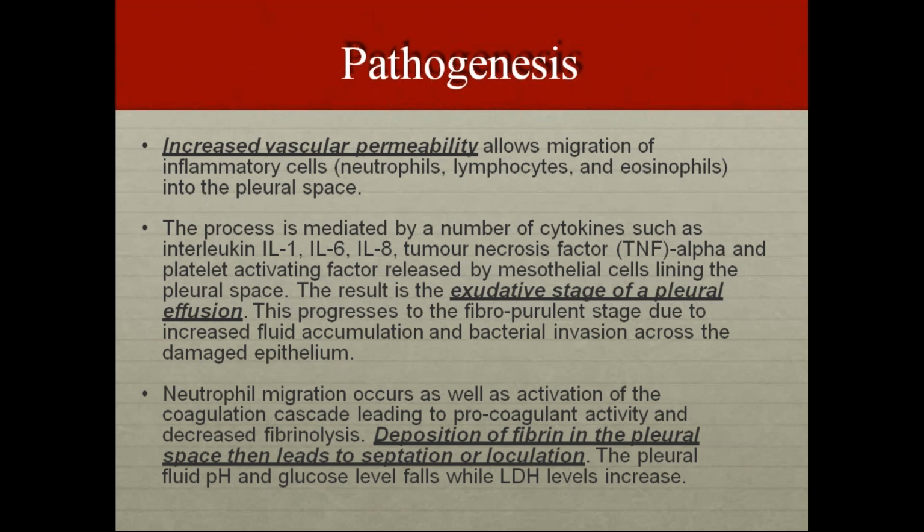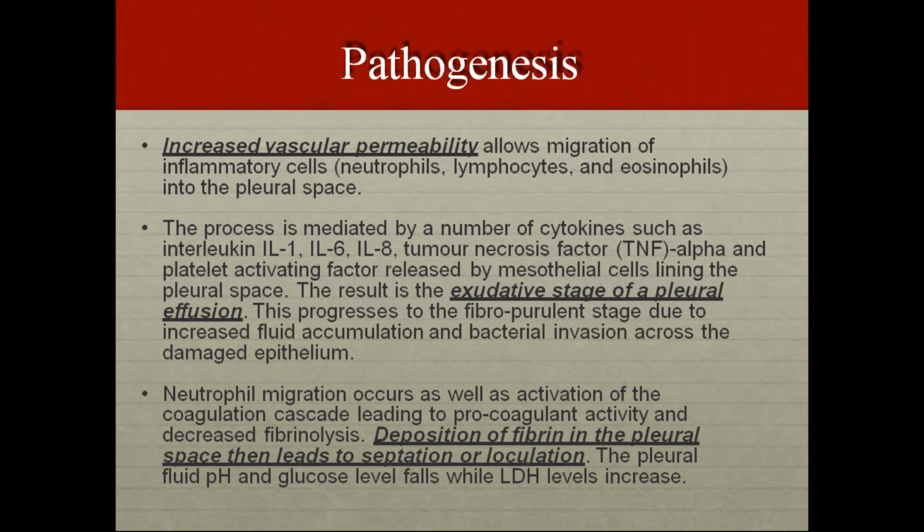So as I said, increased vascular permeability always means there is the propensity of the fluid to go out of the vessel, which allows the migration of the inflammatory cells, neutrophils, lymphocytes, and eosinophils into the pleural space. The process is mediated by a number of cytokines such as interleukin-1. You might have known this, interleukins always contribute to the increased vascular permeability.